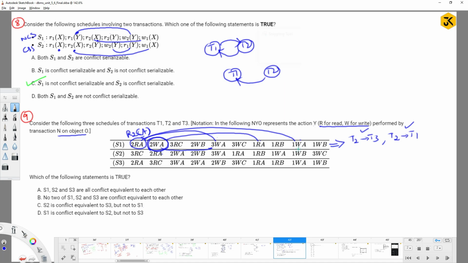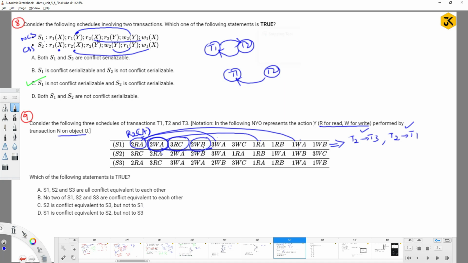Any other things are there? Write 1 of A. So again T2 to T1 is already there, right? Yes. Next, R3 of C. So you have to check with the write operation on 1 or 2. So write operation on 1 or 2 on C. No, right? Good. Next, write 2 of B.